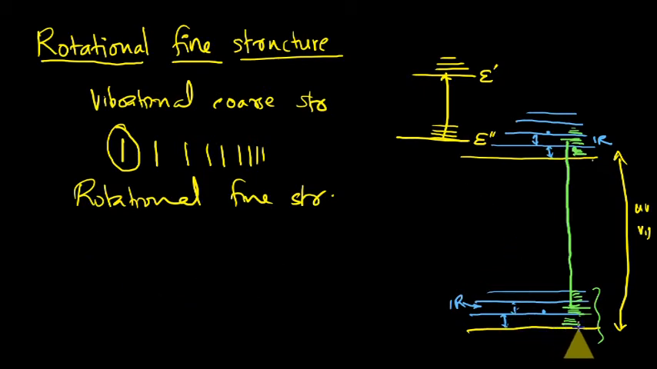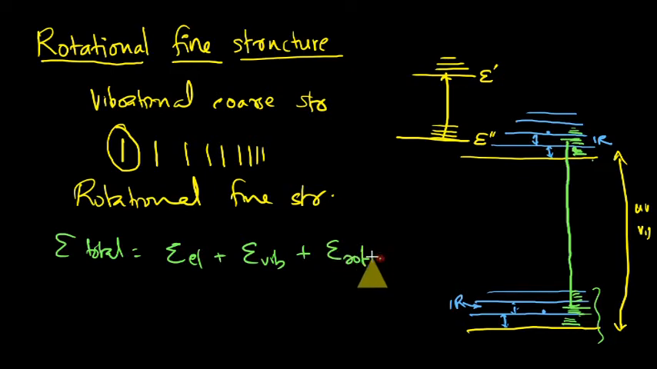Here we know that the total energy of the molecule actually depends upon the electronic energy level, vibrational energy level, and rotational energy level. So we can write E total is equal to E electronic plus E vibrational plus E rotational, right? We already considered together the electronic and vibrational levels. That will lead to the vibrational coarse structure. And today we will count this one also, E rotational.